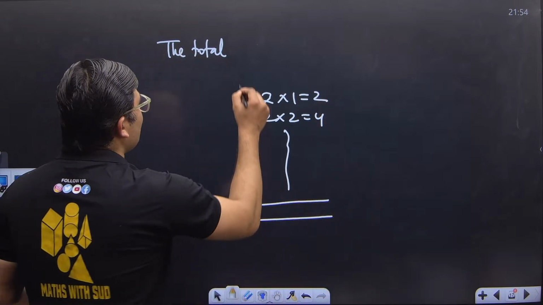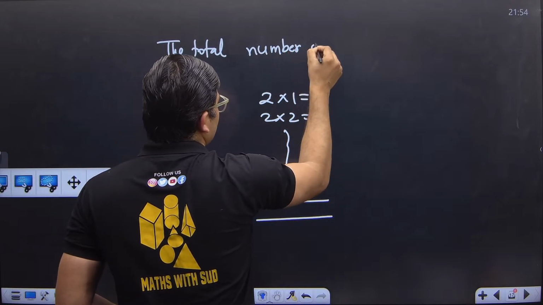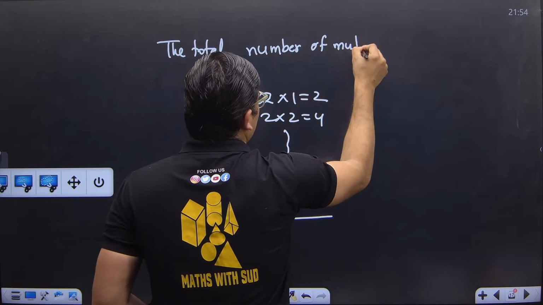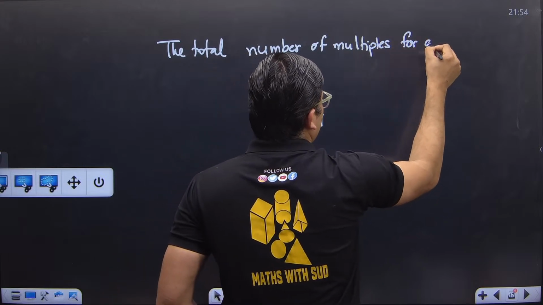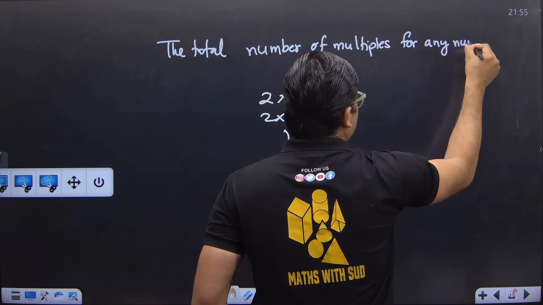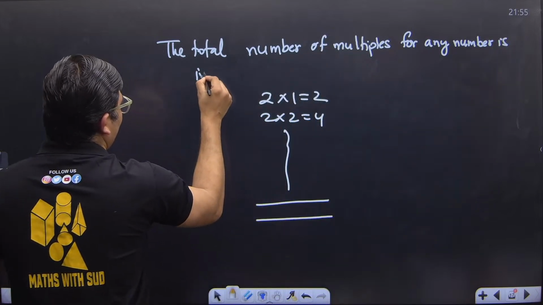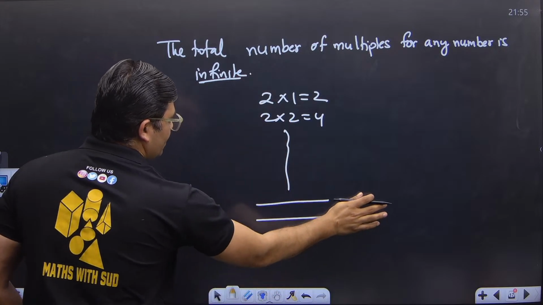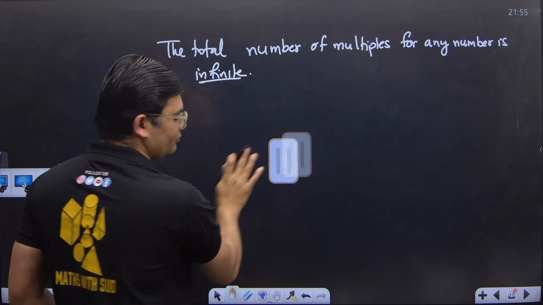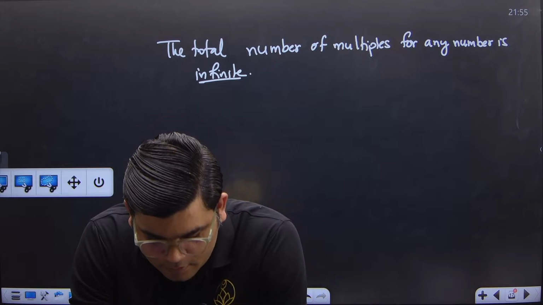Okay, so the total number of multiples for any number is infinite. Understood?